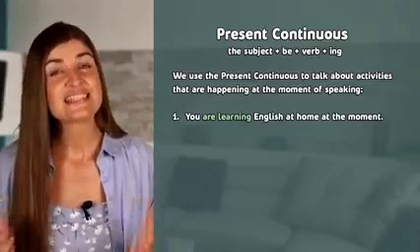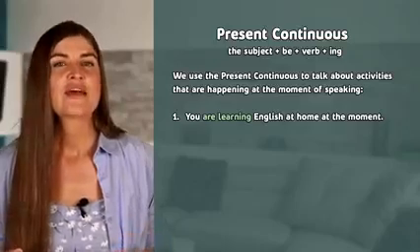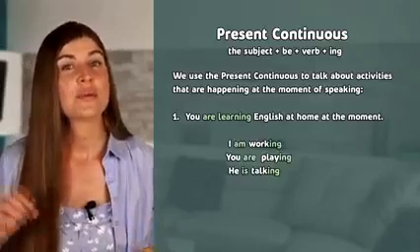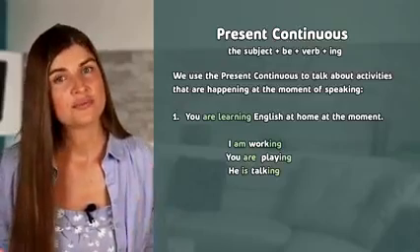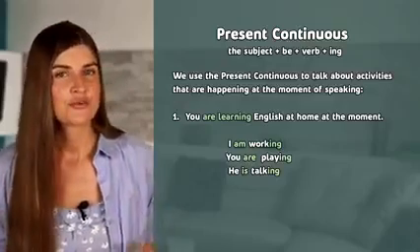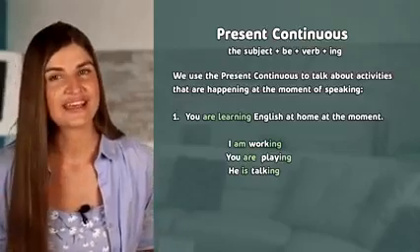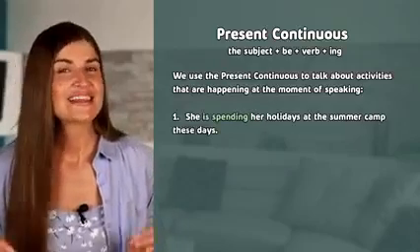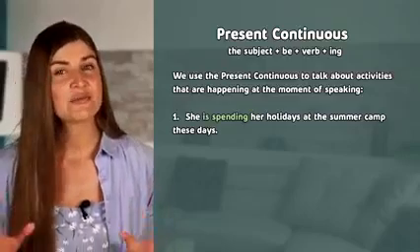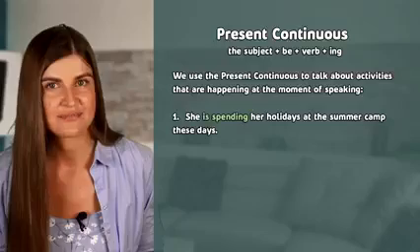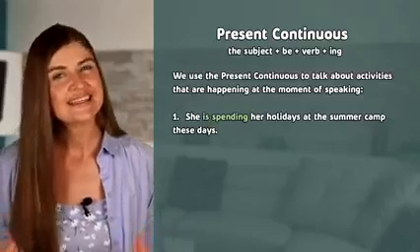The present continuous is made from the present tense of the verb be and the ing form of the verb. I'm working, you're playing, he's talking. Let's have a look at the example. She is spending her holidays at the summer camp these days. They're having tea now.